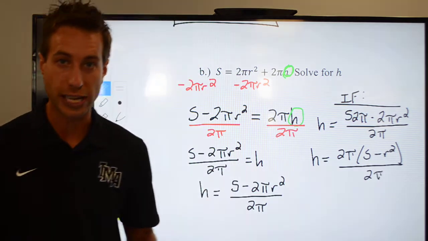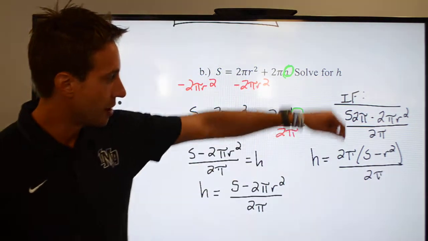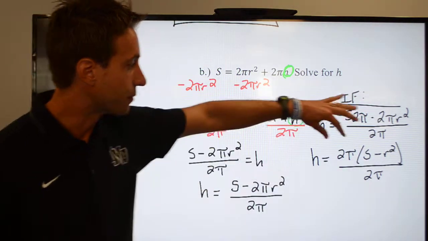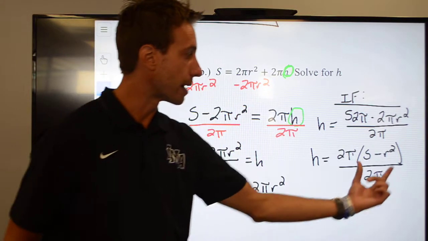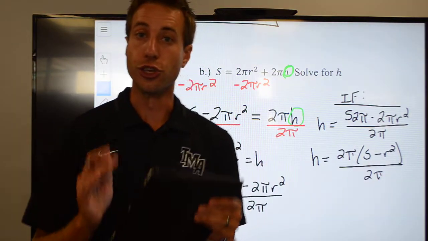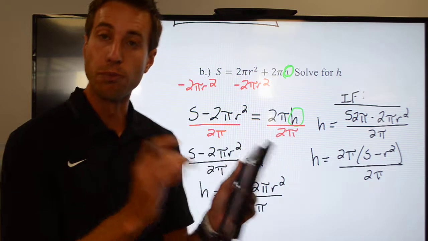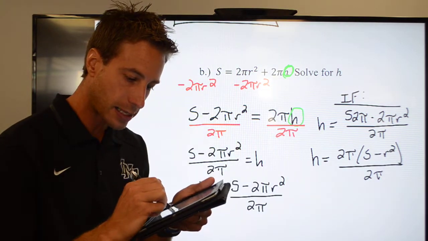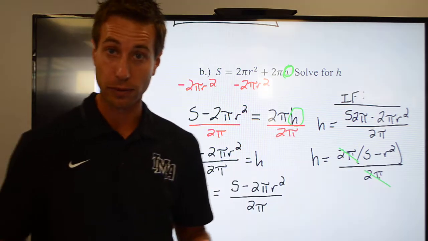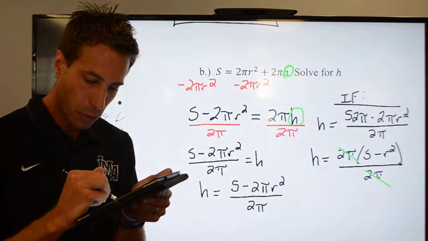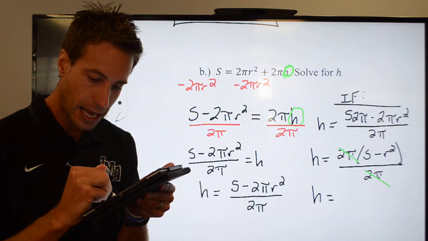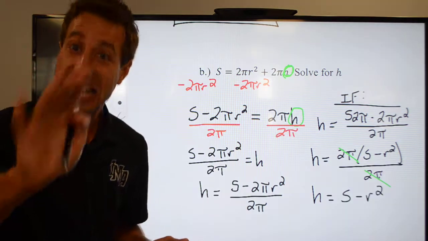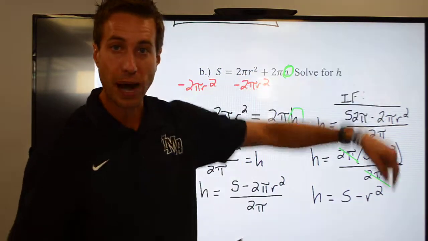This completely changes things. Please notice that right here, I now have multiplication. I have 2 pi multiplied by this quantity. You can cancel through multiplication and division, which means that these 2 pi's would cancel each other out. I would then be left with h equals s minus r squared. Right? That's if I had a 2 pi in this term.